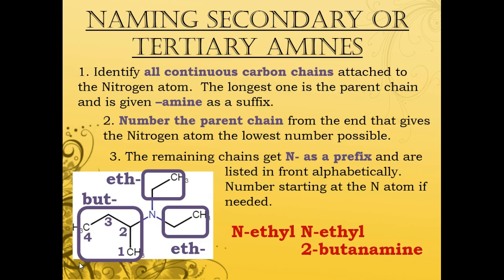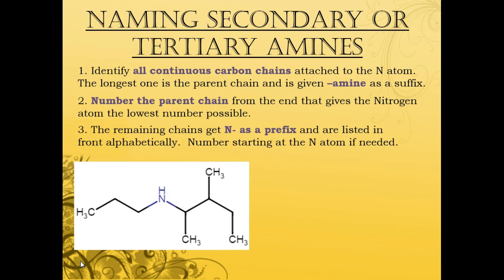So we have N-ethyl and ethyl, since they're both ethyls, 2-butanamine. Here's a slightly different example. If you look at the nitrogen, it has 1 hydrogen this time, so there's only 2 carbon chains to deal with instead of 3, like in the last example.